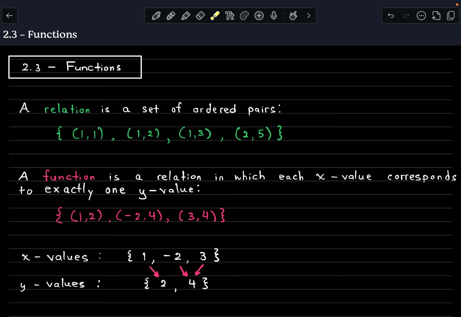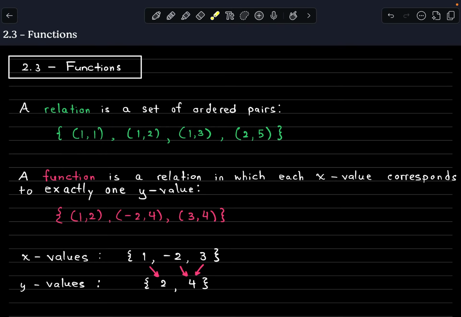Now, a function is a special type of relation in which each x value corresponds to exactly one y value. Okay, so if you look at the green relation, we've got the x value 1 appearing 3 times, and each time it's going with a different y value. So that's not going to be a function. A function is going to be where each x value is going with its own y value, right? Just a single y value. So we have a single input and a single output, not one input and 3 possible outputs.